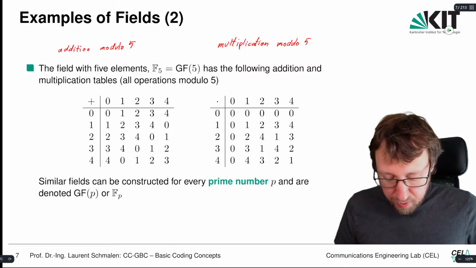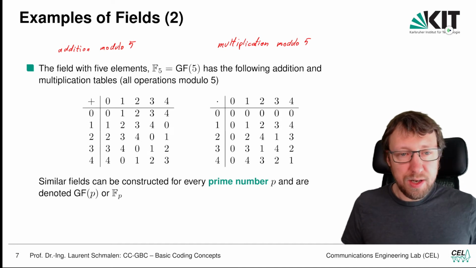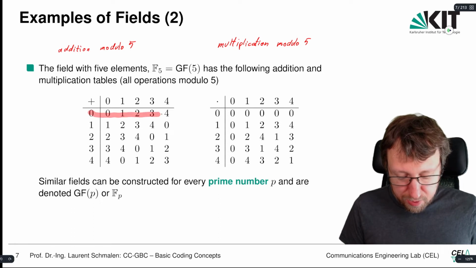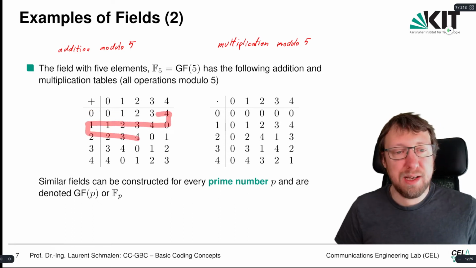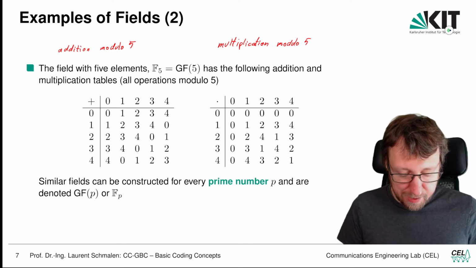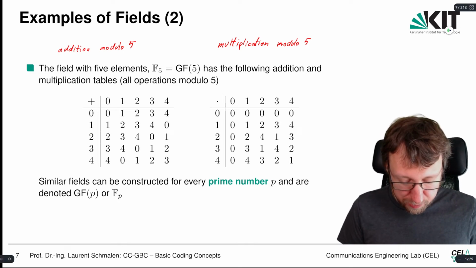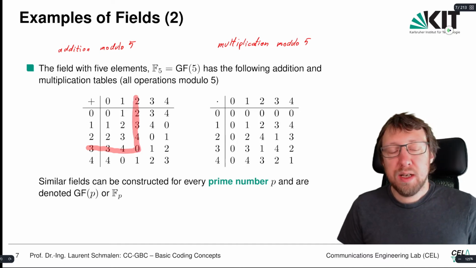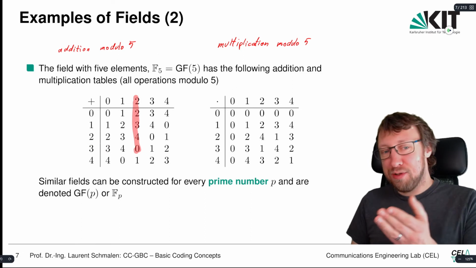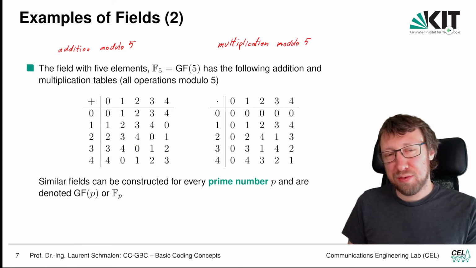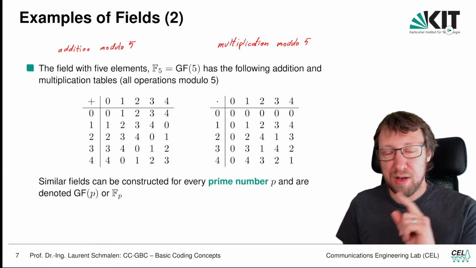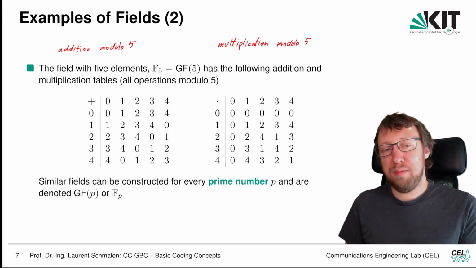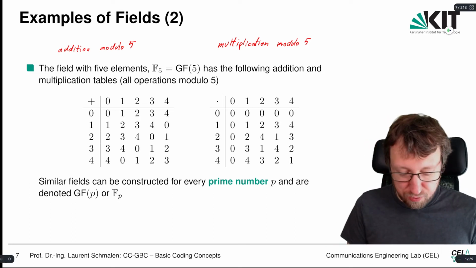And again, we can set up an addition table with this operation, and we can verify that all the properties are fulfilled. For instance, the additive inverse: you can see that 3 plus 2 is equal to 0. So essentially minus 3 is equal to 2 in this case, because 3 plus 2 is equal to 0.